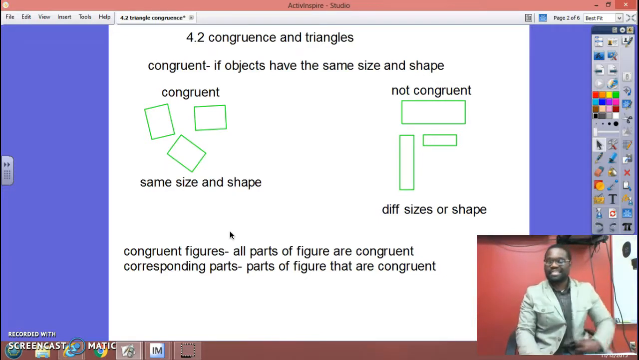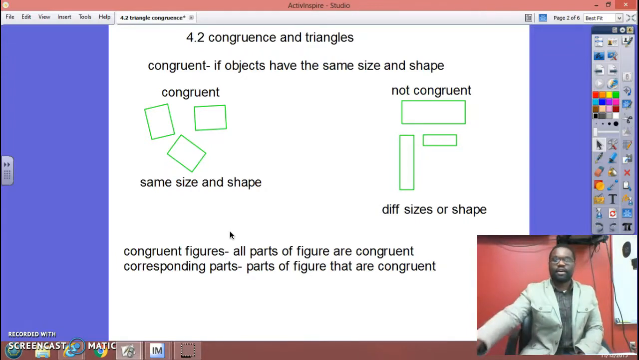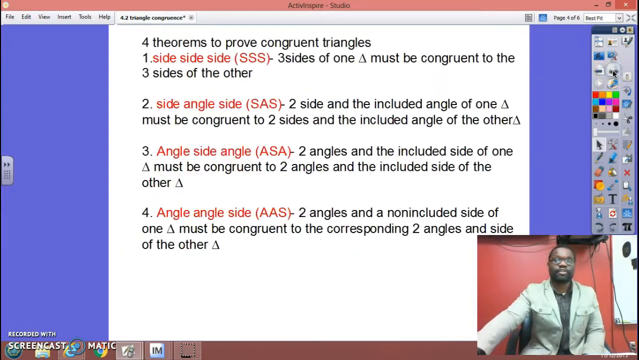The main idea is that congruent objects have the same shape and the same size. No matter how they're rotated, they have the same shape and same size. And so if two things are congruent, all the parts that correspond are also congruent. And so what that means is the parts of the figure that are congruent, like a side to another side is congruent, and an angle to another angle. And so that's the important part. Once we determine that two things are congruent, then all the corresponding parts match.